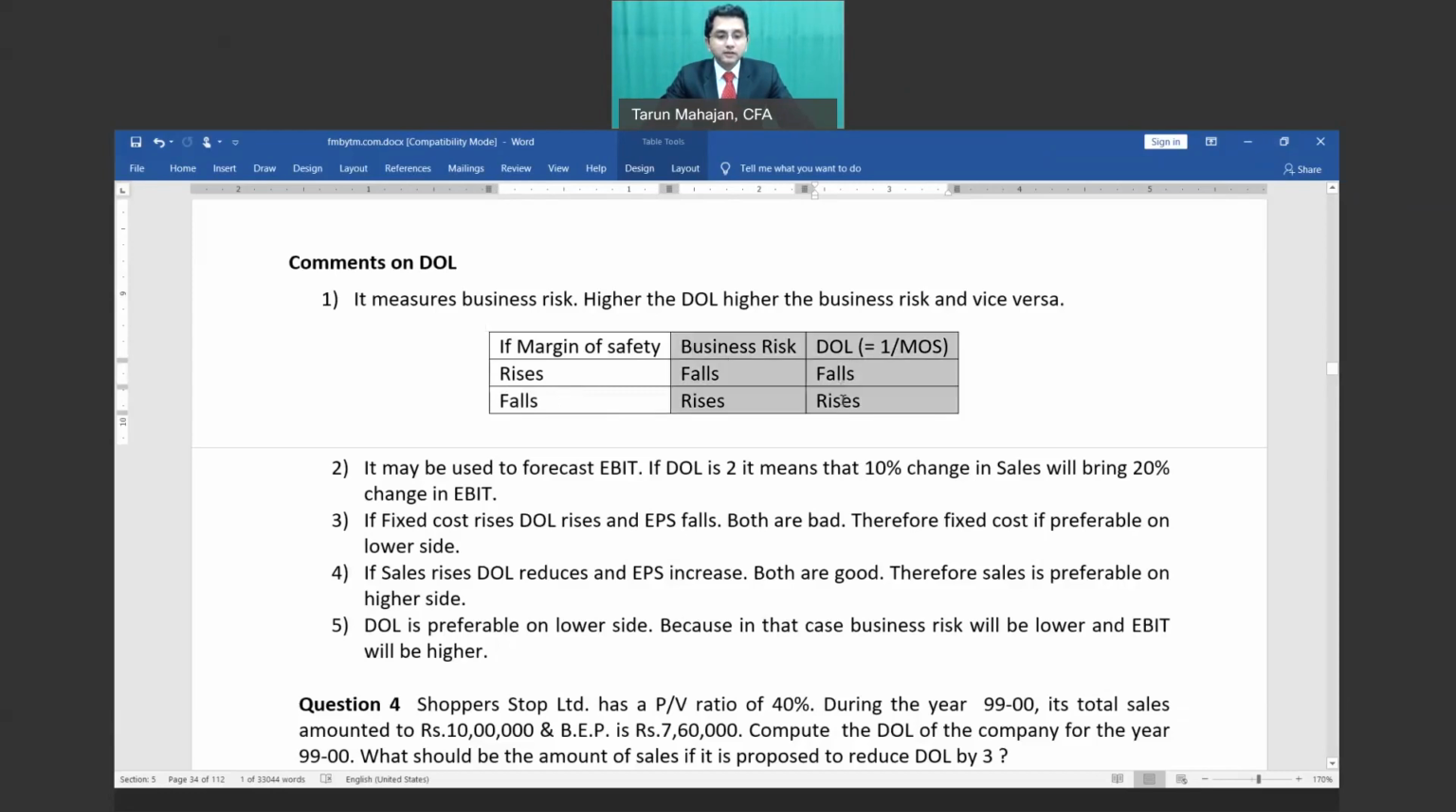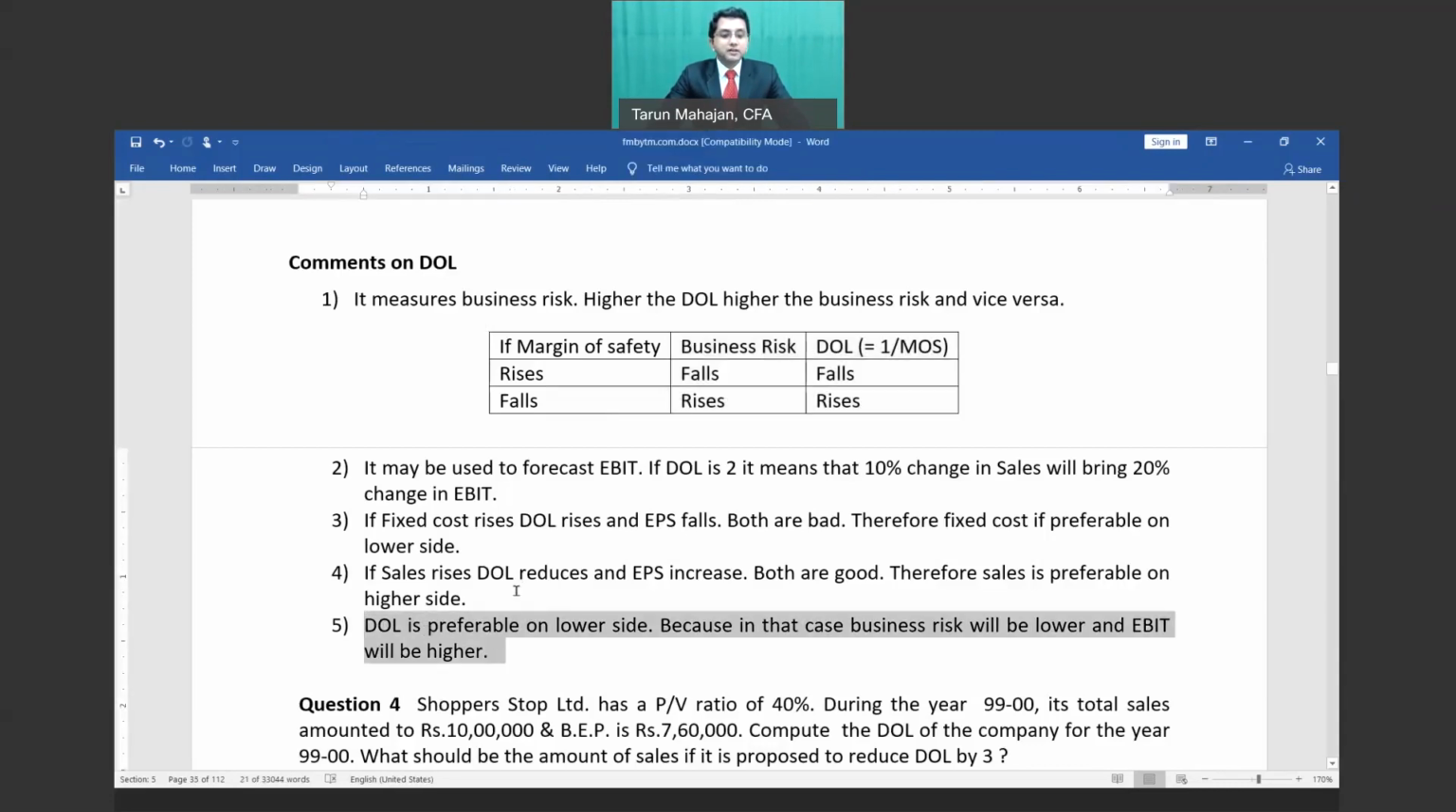Moral of the story, look here, the shaded area. Higher the DOL, higher the business risk. Lower the DOL, lower the business risk. So what is DOL doing? It is measuring business risk. If DOL is higher, business risk is higher. If DOL is lower, business risk is also lower. So if I ask you, is DOL preferable on the higher side or on the lower side?